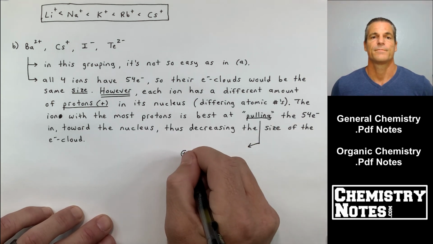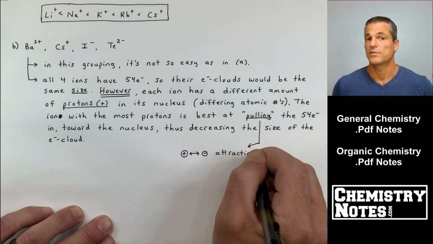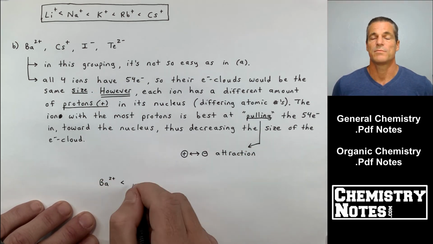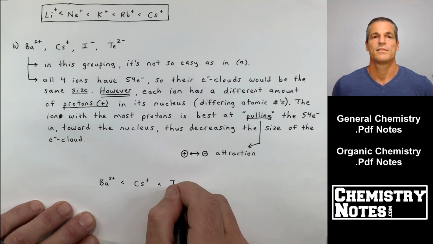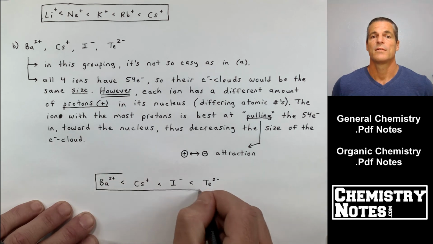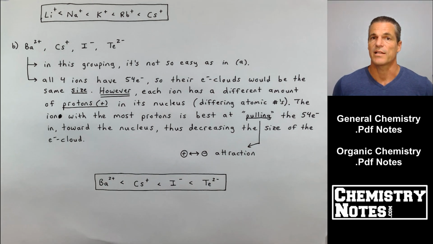All right, so it's a plus-minus attraction. We want the biggest plus to be our smallest. All right, so barium 2 plus is my smallest. Cesium plus is my second smallest. Te2 minus is my largest, and I minus is my second largest.